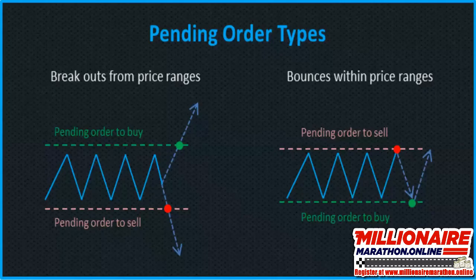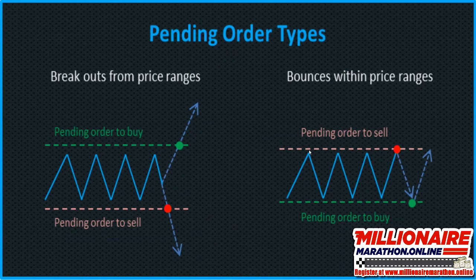Let's look right here. So, pending order types. Now, this is what a bounce trade is right here. This is a bounce trade. You get it when it hits the support, you get it when it hits the resistance, and you keep on. This is bouncing up and down. This is what we're talking about right here. This is an example of a bounce trade.